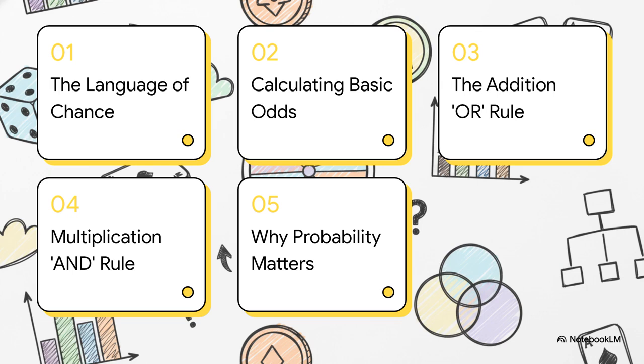So, here's our game plan. First, we'll learn the basic language of chance. Then, we'll get into the real tools, the rules for calculating "and" and "or" probabilities. And finally, we'll wrap up by looking at why this is such a practical, powerful skill to have.